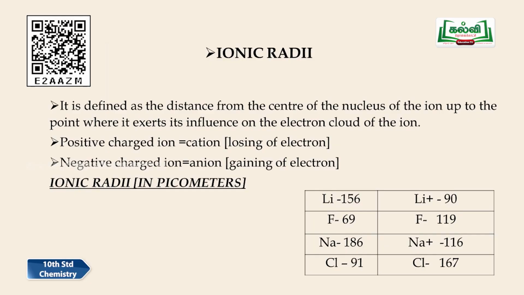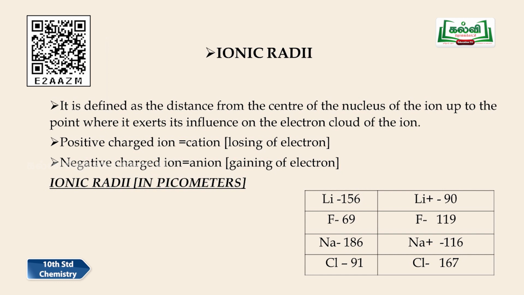So what I am going to conclude here is that the trend of atomic radius is that when you move from left to right it decreases, and when you move from top to bottom along the group it increases, right. Okay. See here, the next one is ionic radii.